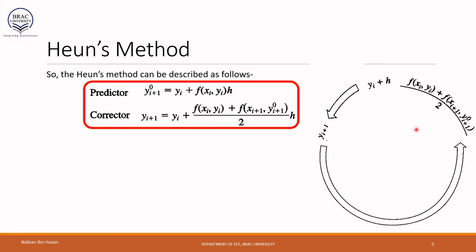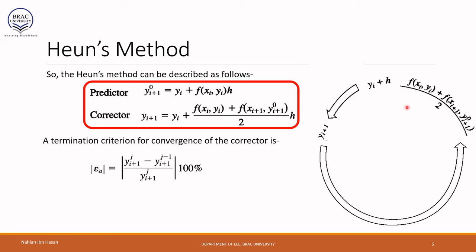So we can easily continue to substitute this yi plus 1, the corrected value, in the corrector equation again, and then we will get a new corrected value and substitute the value in the corrector equation again, and so on. So we can just go on to fine tune the corrected result at the end of the boundary.